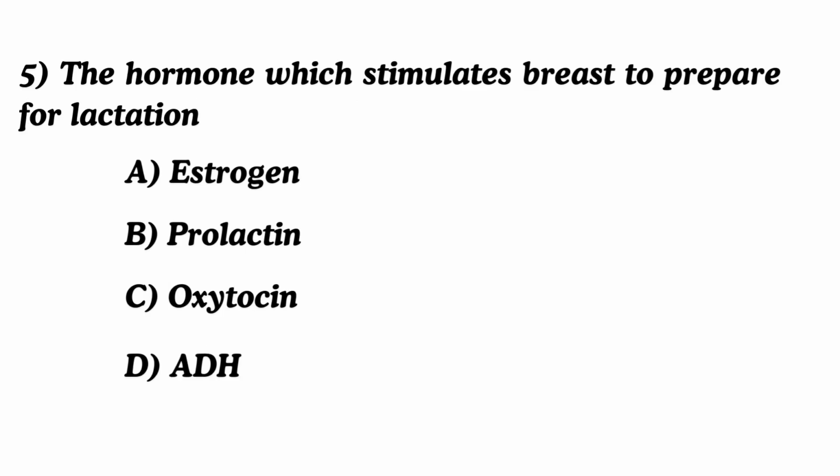Fifth question: the hormone which stimulates the breast to prepare for lactation. Options are option A estrogen, option B prolactin, option C oxytocin, option D ADH. Question's correct answer is option B, prolactin. It helps in the production of milk by breast alveoli.